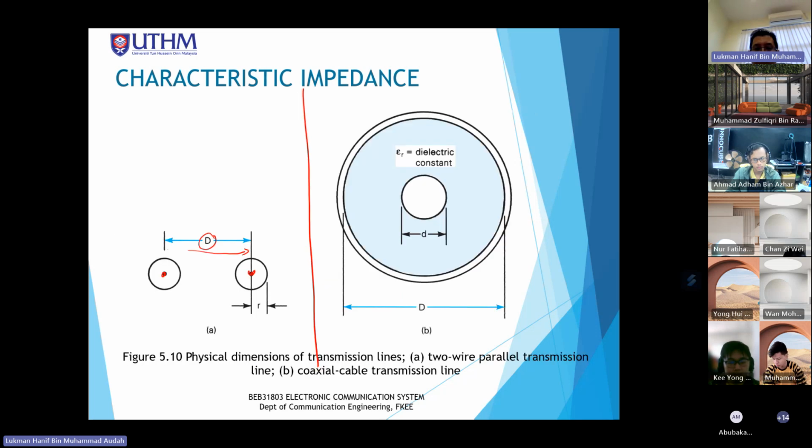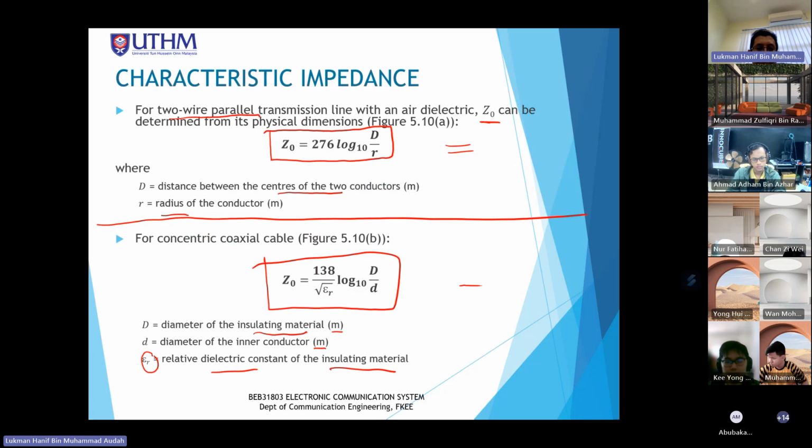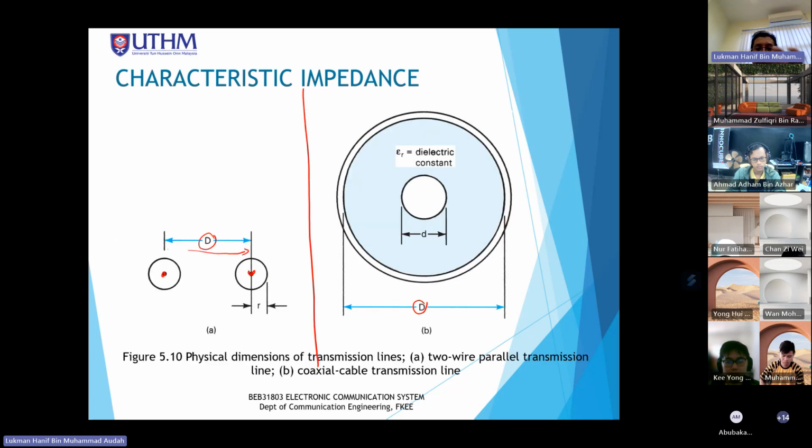And this is the picture of the coaxial cable. Capital D is the diameter of the insulating material, the whole cable. So this is the whole cable diameter, and small d is the diameter of the conductor, and epsilon R here is the dielectric constant of the material.